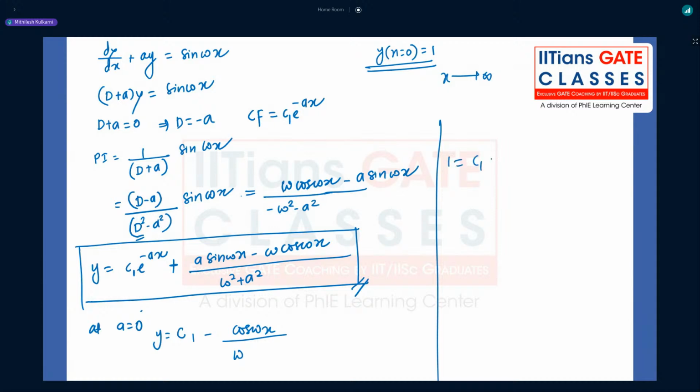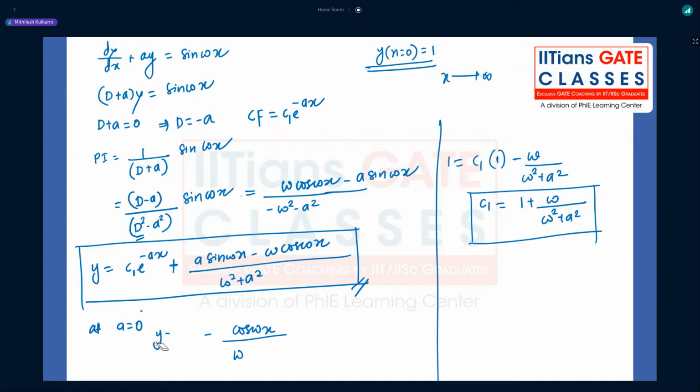So C1 into e to the power 0 is 1 plus sine 0 is 0 minus omega as it is, cos 0 is 1, divided by omega square plus a square. So C1 will be equal to 1 plus omega divided by omega square plus a square. Okay, so this is the value of C1. So let me write it here. Y will be equal to 1 plus omega divided by omega square plus a square.